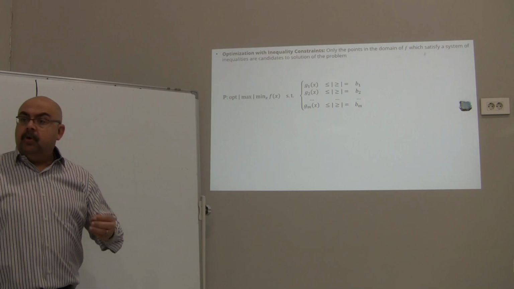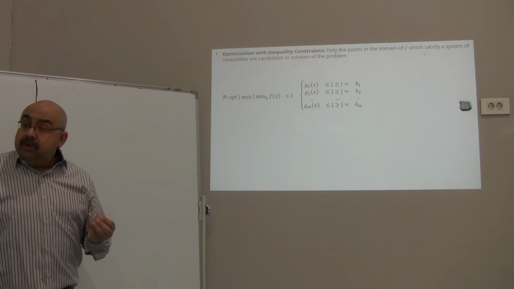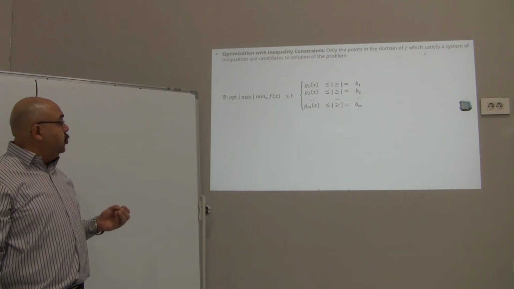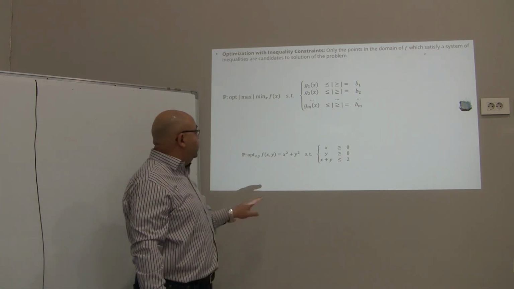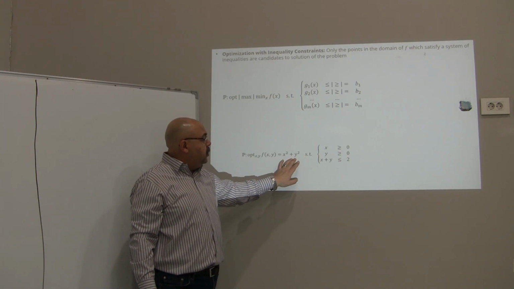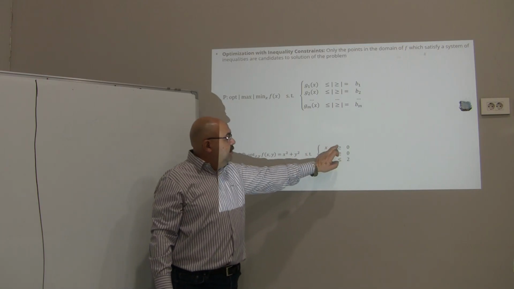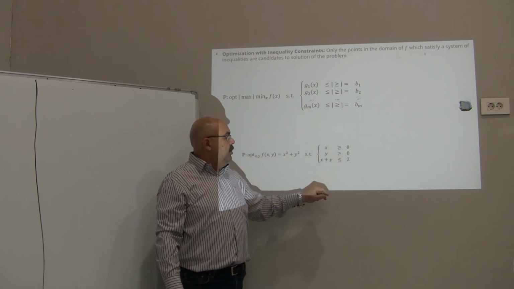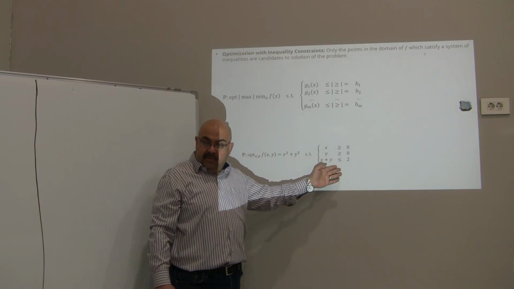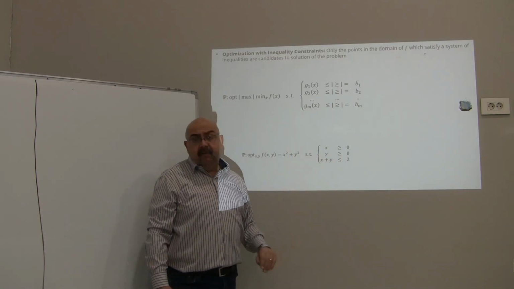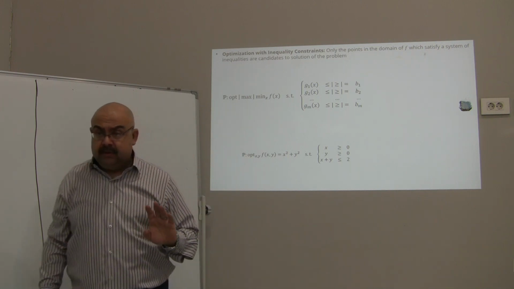The most general case is to maximize an objective function subject to a bunch of less-than-or-equal or greater-than-or-equal constraints. In this case, we are talking about inequality constraints. For example, x squared plus y squared, and we have x greater than or equal to 0, y greater than or equal to 0, x plus y less than or equal to 2, and we have a lot of techniques to deal with this. We will see them.